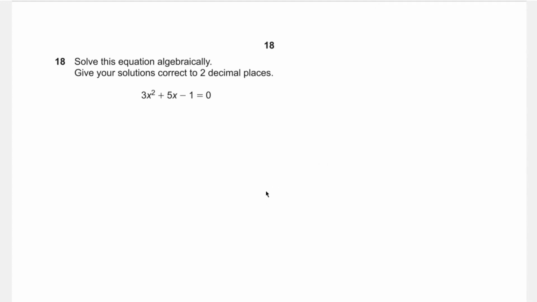Question number 18. We have to solve this equation algebraically. Give your solutions correct to two decimal places. 3x squared plus 5x subtract 1 equals 0. Well, for this we have to use the quadratic formula. For me to use the quadratic formula, I'm going to state the values of a, b and c. I've got a, which is 3, b, which is 5, and c, which is -1. So let's use this to solve for x using the quadratic formula.